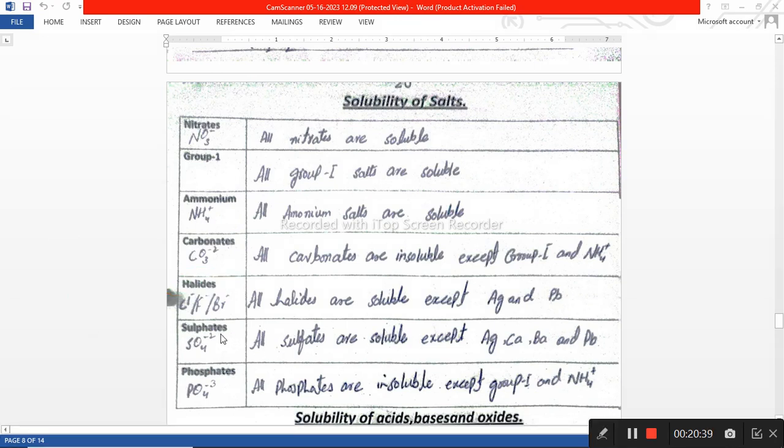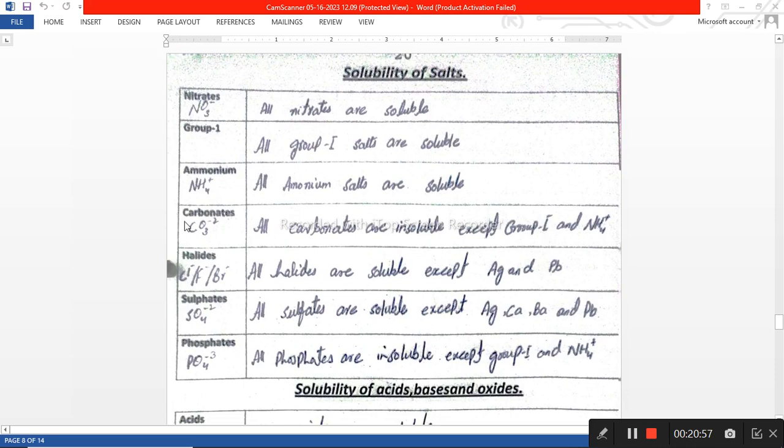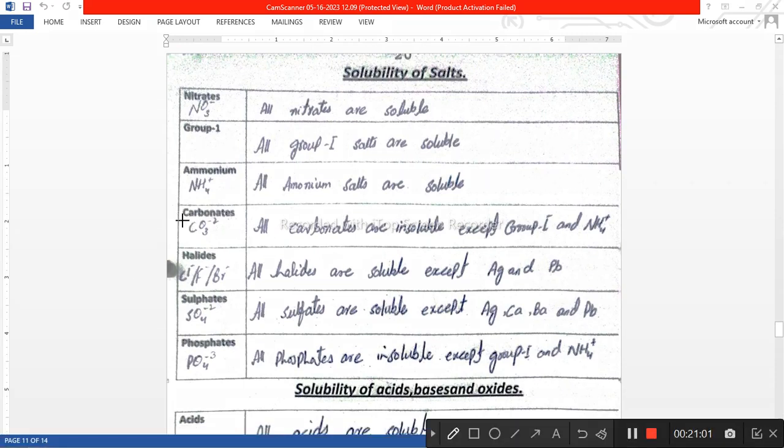Sulfates. There is an acronym for the sulfates. All the sulfates are soluble except Ag, Ca, Ba and Pb. Ag means silver, Ca means calcium, Ba means barium, and Pb means lead. Phosphates: the rule for the carbonates and phosphates is the same.